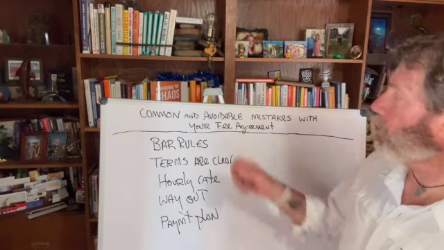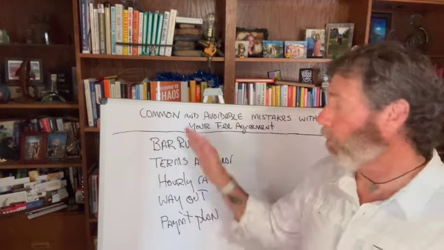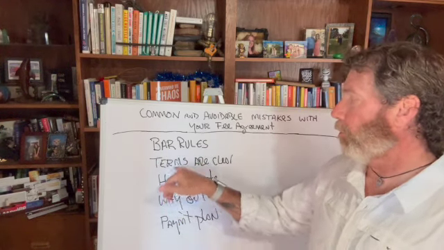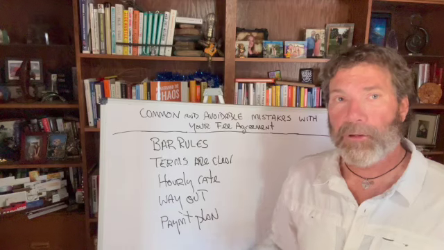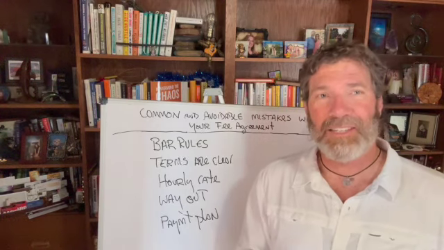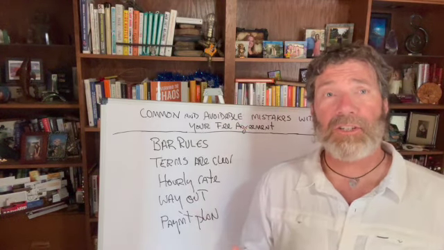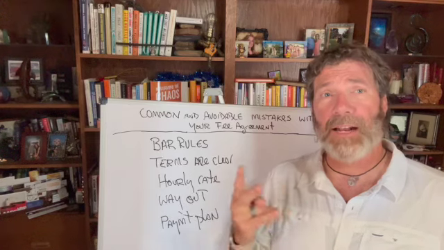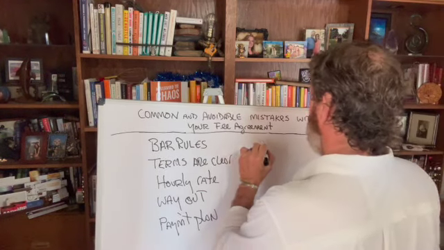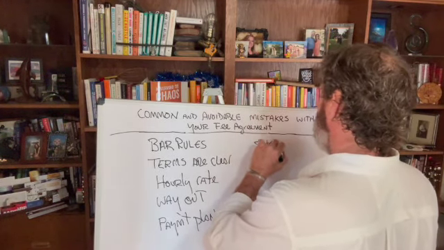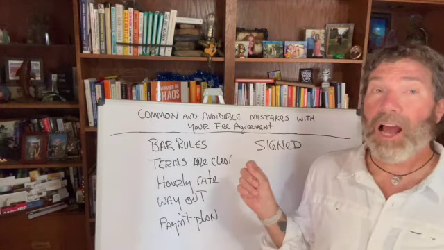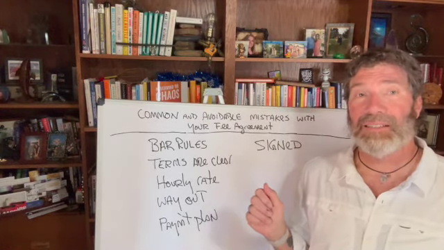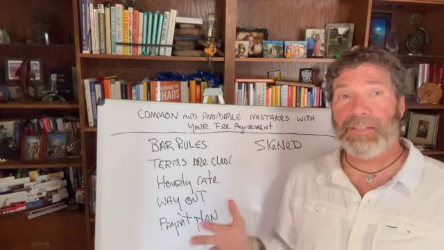All right, here's an avoidable mistake. So what are common mistakes? They don't follow the bar rules, the terms aren't clear, they don't have an hourly rate, they don't give themselves a way out, there's no payment plan. Here's the one that shocked me, actually. In the last two arbitrations that I've done, this is what occurred. Make sure it's signed. The last two I did, the contracts were not signed. The contract is not valid if it is not signed.